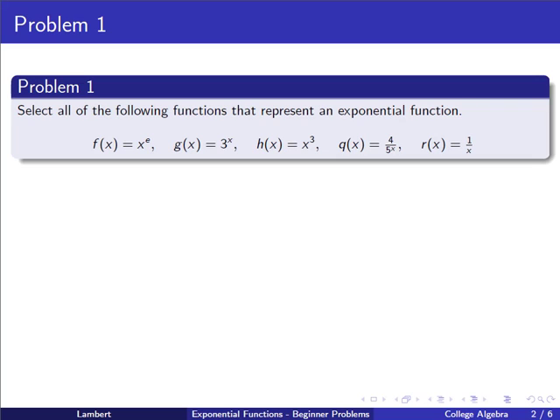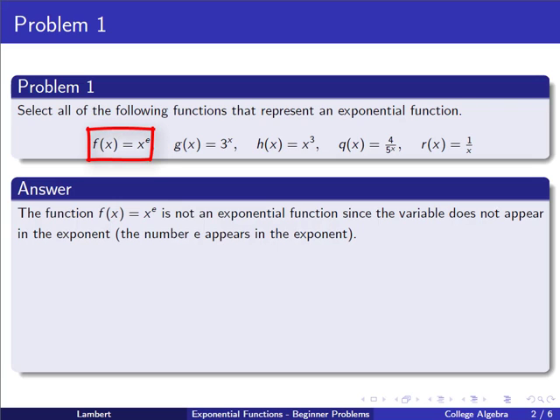So we'll begin with f of x equals x to the e. That's not an exponential function, since our variable, which is x, does not appear in the exponent. The number e appears in the exponent. So e is 2.71828, and it continues on forever and ever like pi. So we have a number up in the exponent, meaning it's not an exponential function.